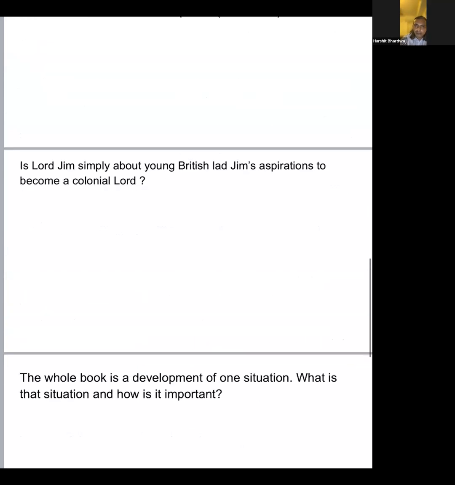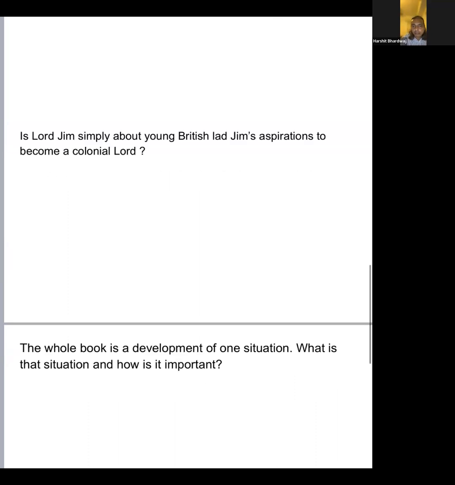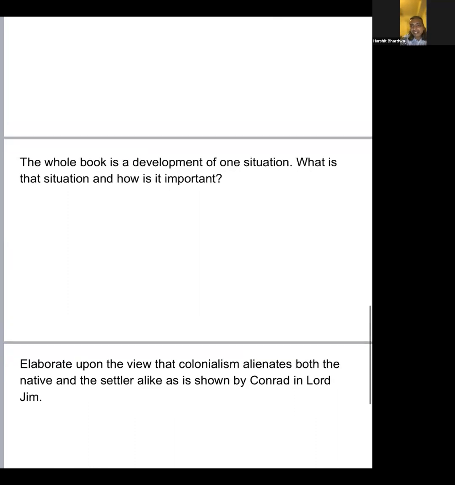Is Lord Jim simply about the young British lad Jim's aspirations to become a colonial lord? So what is the theme of the story? The whole book is a development of one situation. What is that situation and how is it important? This is referring to the Patna affair, the sinking of the Patna ship.